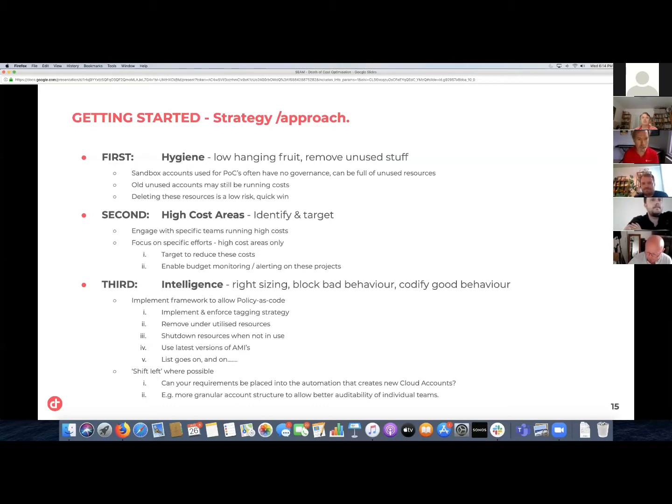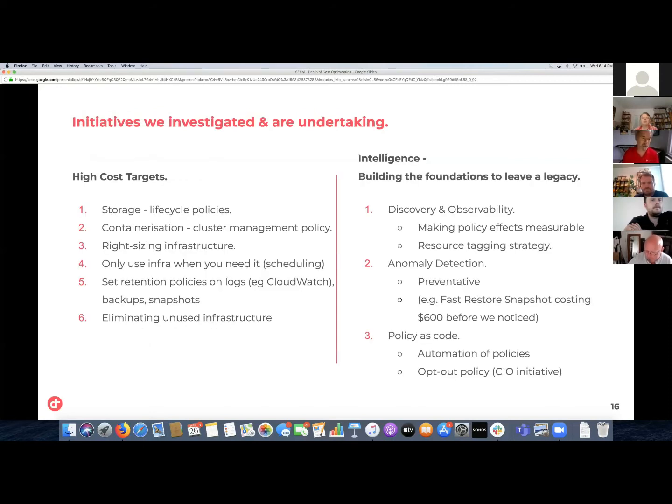So the high cost areas and intelligence. This is the kind of stuff we're undertaking. Some of the obvious stuff is storage and lifecycle policy. Most of the cloud providers will have tiering of storage. Amazon, of course, has Glacier. So whether you need access to your data in seconds, in minutes, in days, or in weeks, depending on those access requirements, you can move your storage to the right tier and you can save a lot of money. That's one of the areas that Dave has been looking at.